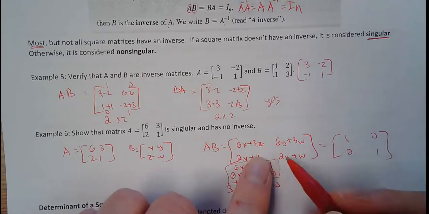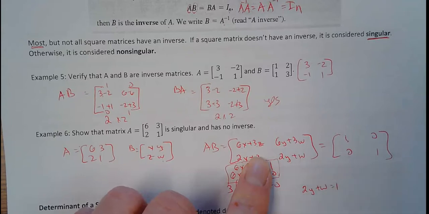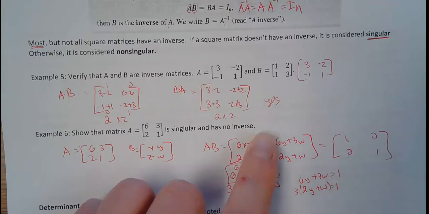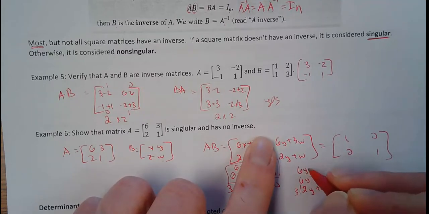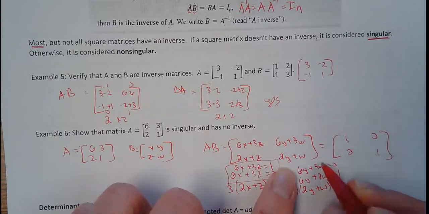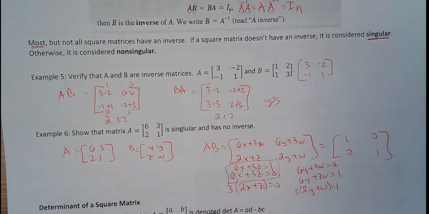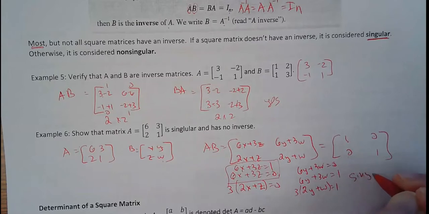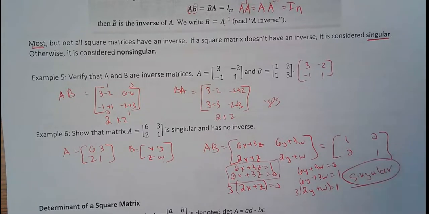Same is true over here. If I triple this bottom one, 2y plus w is supposed to equal 1. If I triple that, it'd be 6y plus 3w equals 1. But right up here, this says that 6y plus 3w should equal 0. It's the exact same expression on both sides, but it equals 0 once and 1 the other time. It can't work. So this one does not work. This one is singular. Okay?